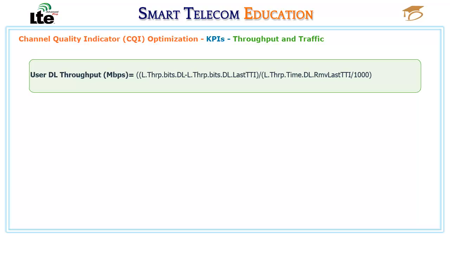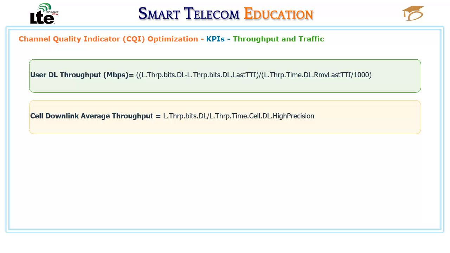The user downlink throughput reflects the impact of CQI optimization, which can be increased in a stable traffic volume, or can be decreased if the CQI optimization brought more traffic volume. The cell downlink average throughput KPI is calculated based on all the data transferred at the downlink and the time it takes to transfer. The CQI optimization will show an increase in the cell downlink throughput.